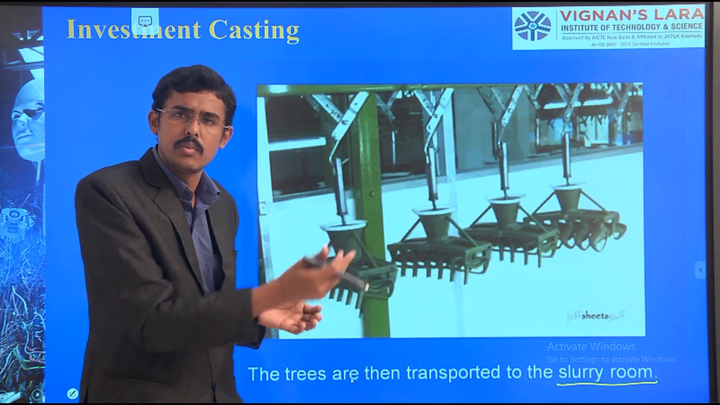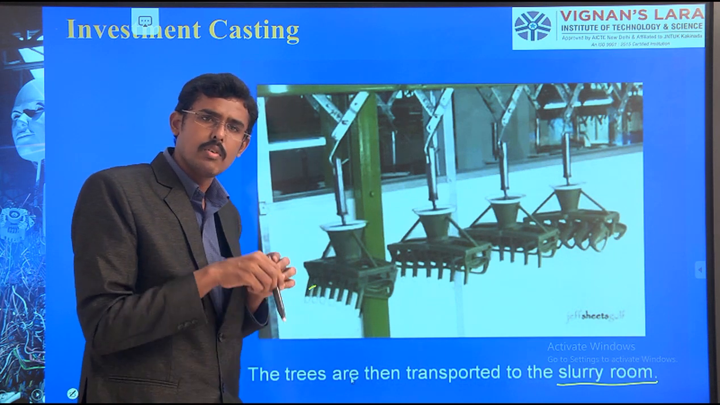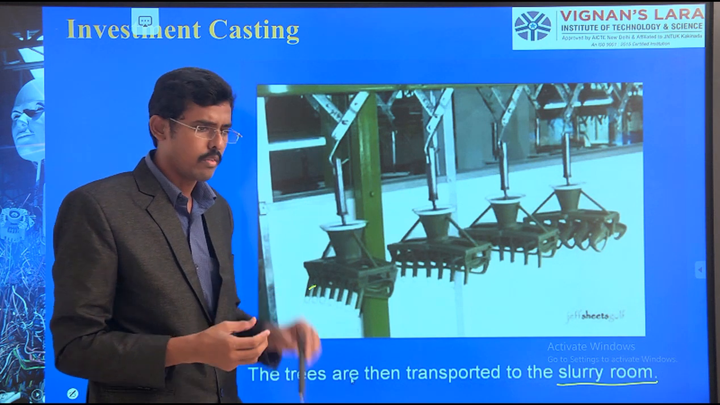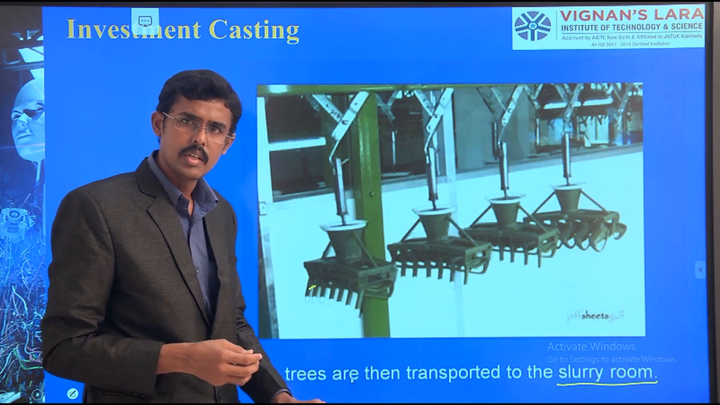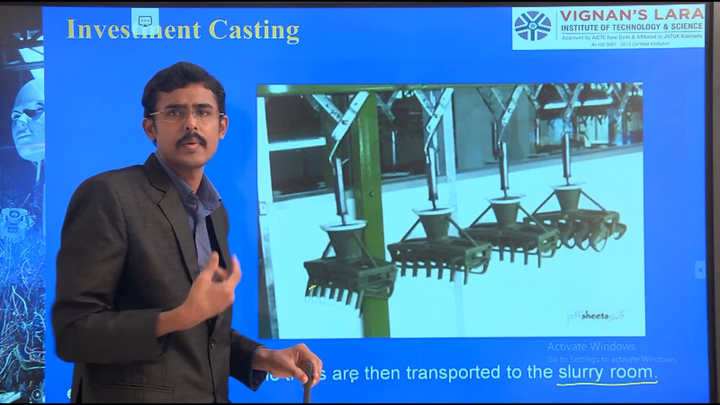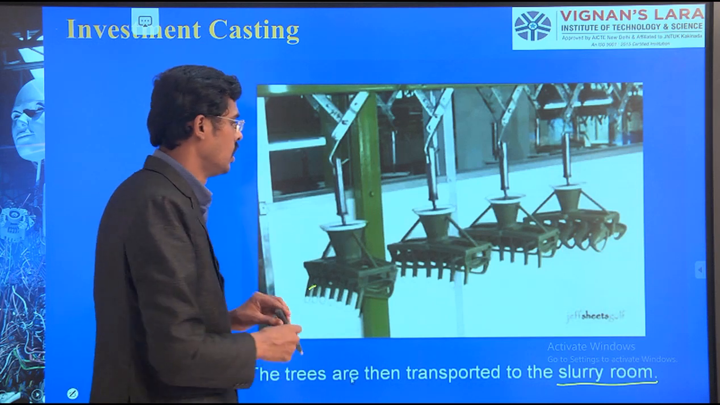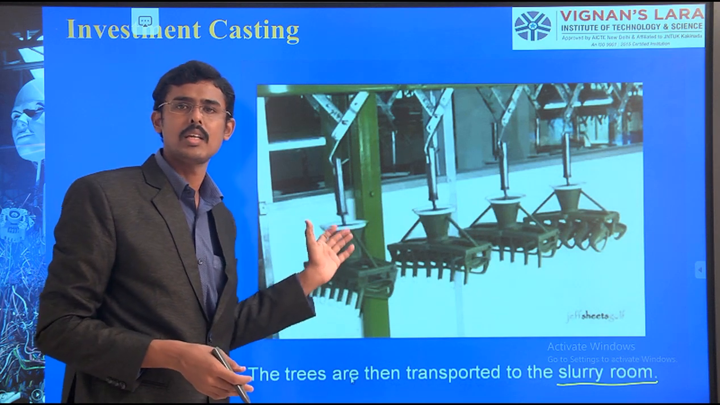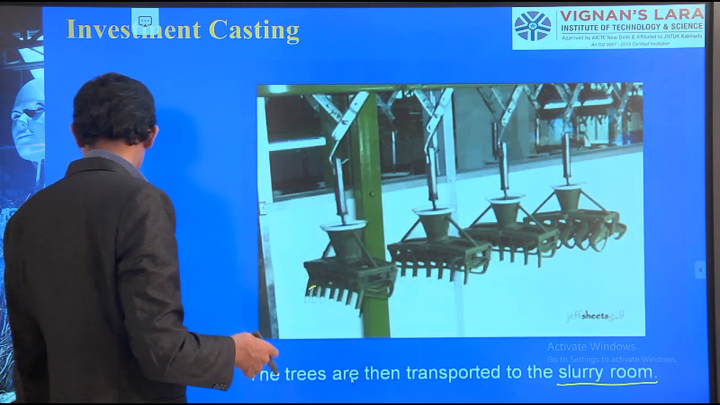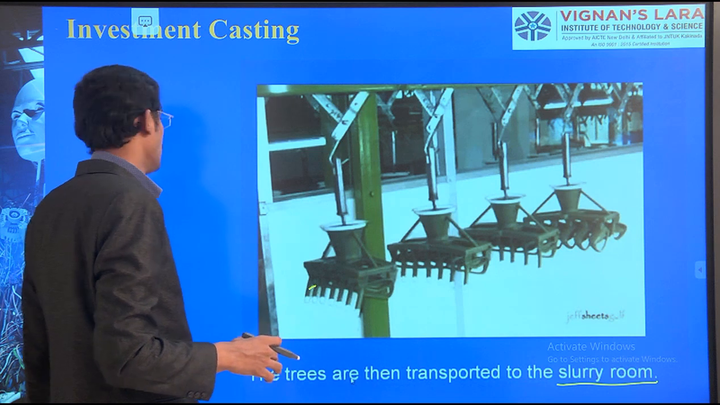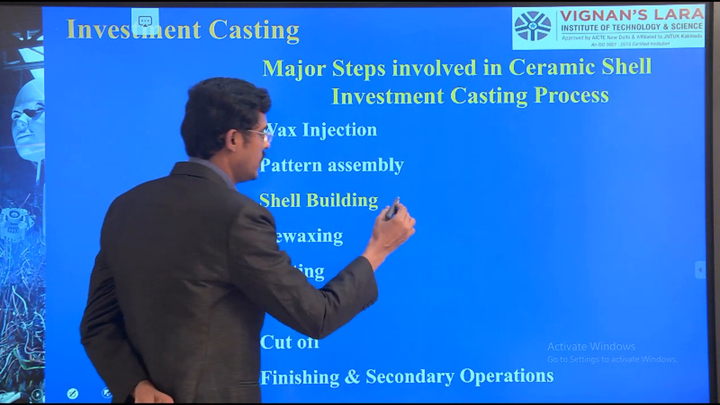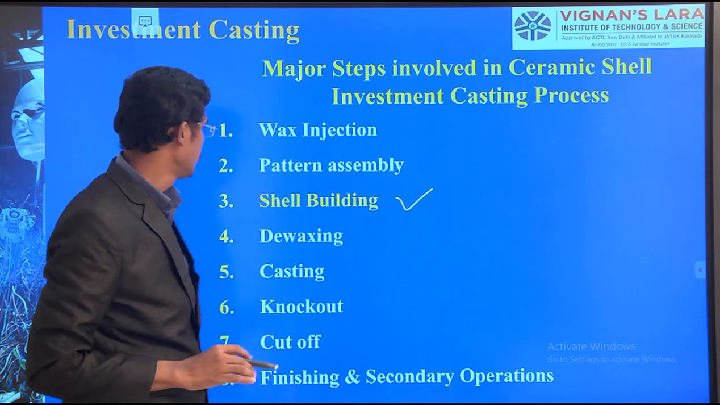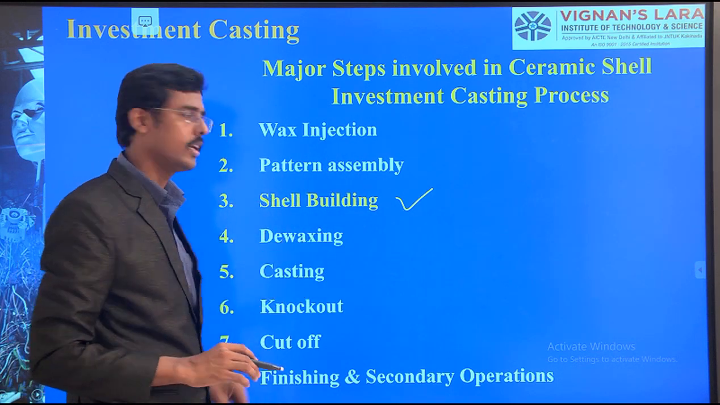Therefore, we need to dip multiple times. If we keep it in the wet ceramic slurry for a long time, it won't work. Therefore, we have to take it, dry it, keep it, take it, dry it, keep it. So we have to do this multiple times, 5 to 6 times. So after assembly is done, it is forwarded to the slurry room. Pattern assembly is done. This completes wax injection and pattern assembly. Now we are going to the shell building process.